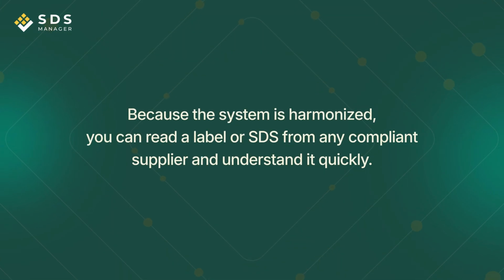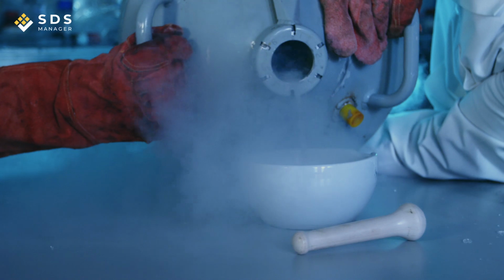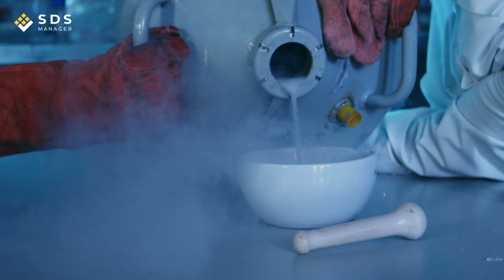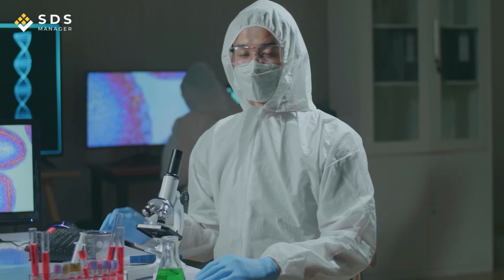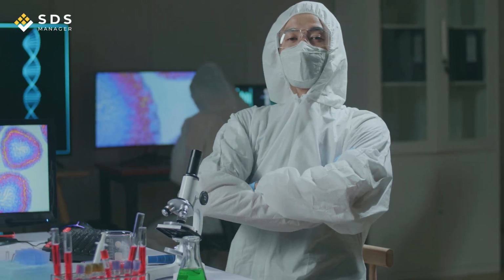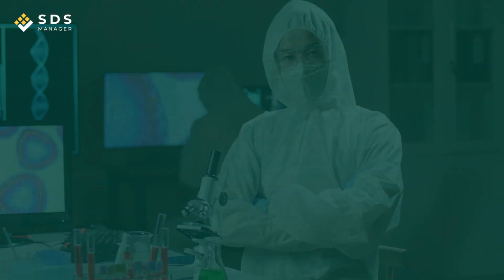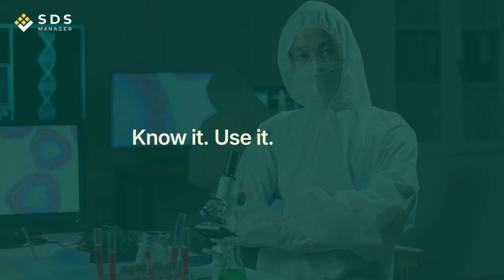Because the system is harmonized, you can read a label or SDS from any compliant supplier and understand it quickly. That consistency prevents accidents, protects health, and keeps work moving safely. Hope this video has helped you learn about GHS and how it has changed the chemical safety scenery. Know it, use it, stay safe.